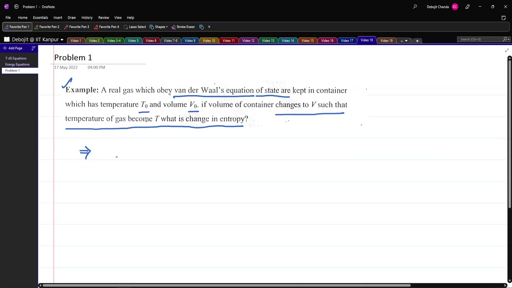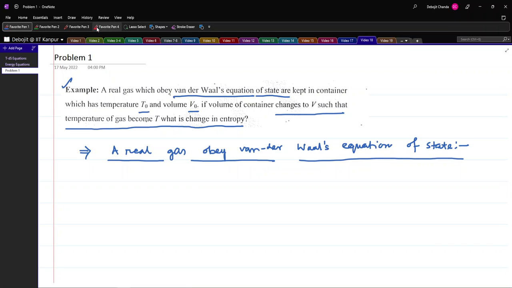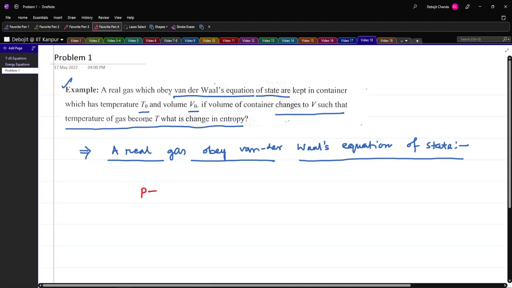So let us start here. So, real gas of a van der Waals equation of state, which you know is given by (P + a/V²)(V − b) = RT.